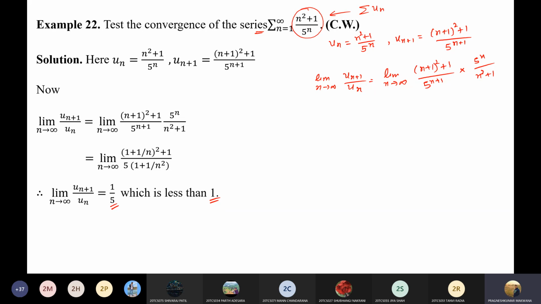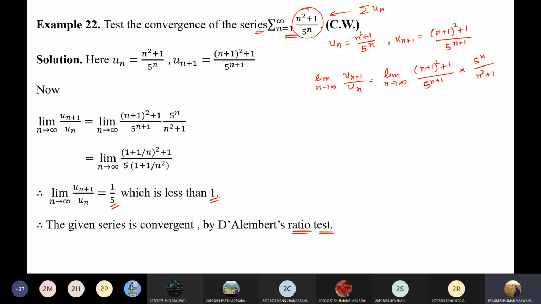Yes. Then by the ratio test, you can see that the given series is convergent. That is a different test, that is the ratio test. Less than 1 means convergent by using the D'Alembert ratio test.